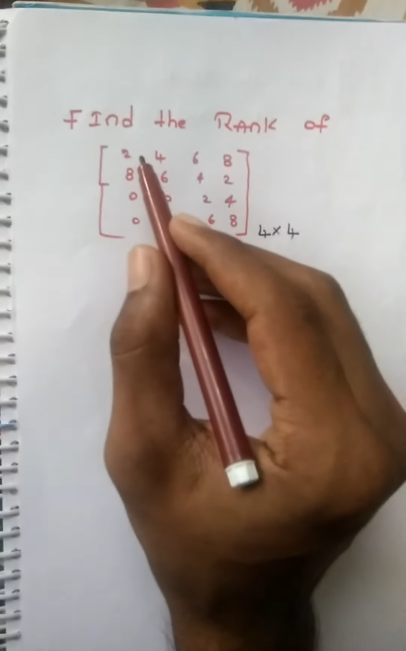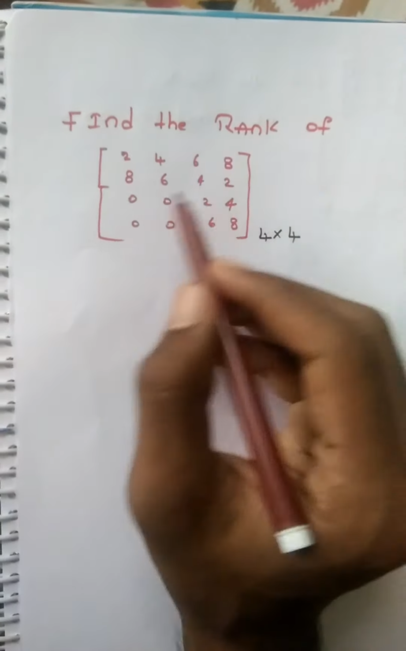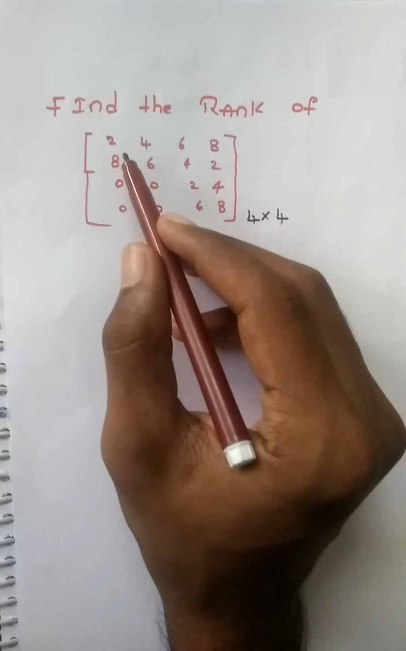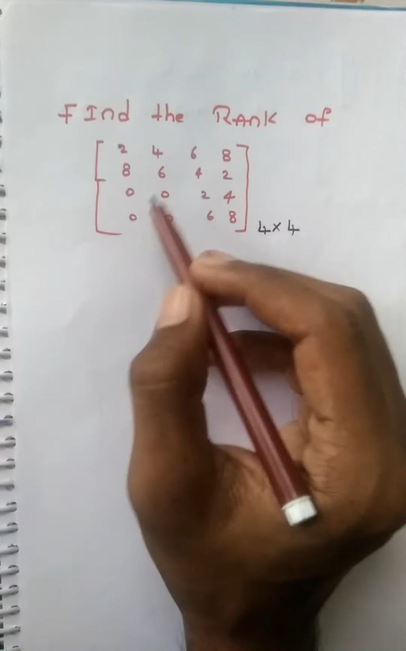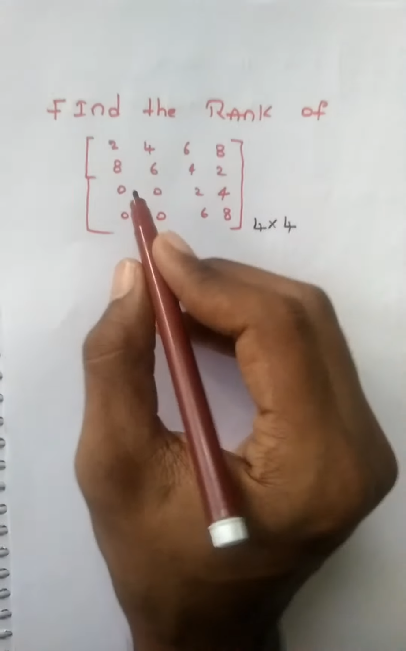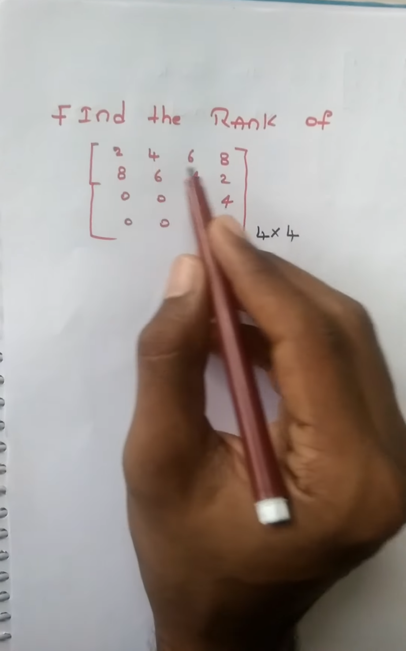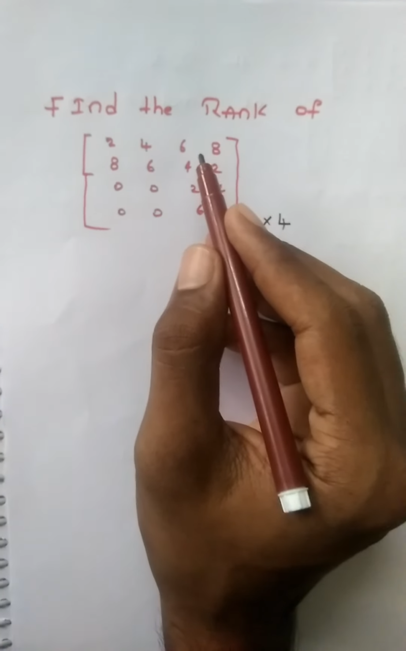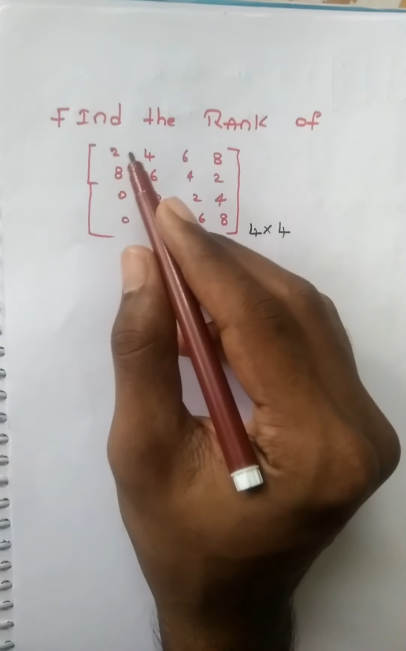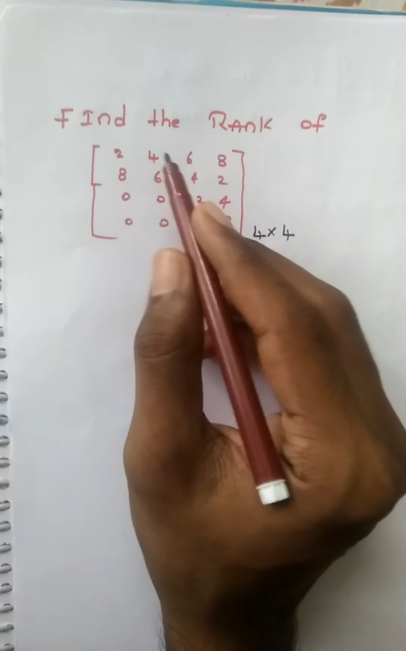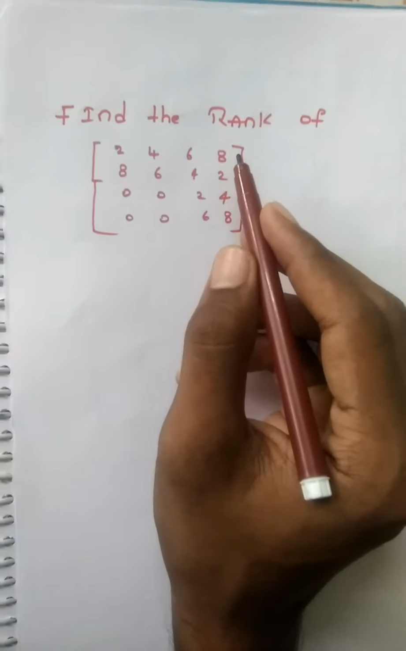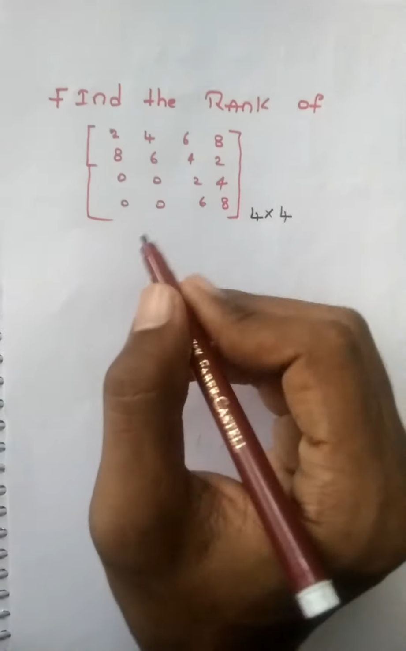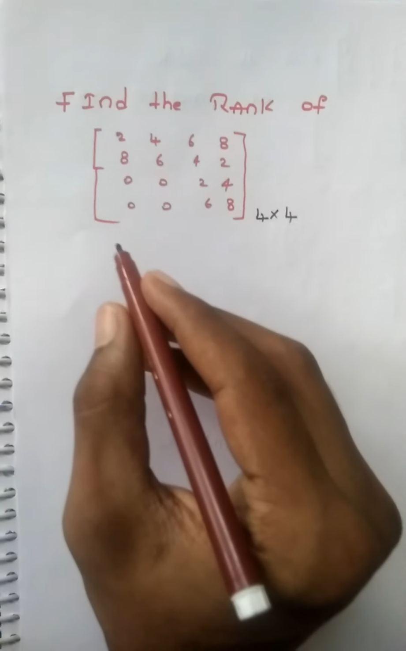Here you see 2 4 6 8, 4 rows and 4 columns. In the first row you observe one thing: 2 4 6 8 is divisible by 2. 2 1s are 2, 2 2s are 4, 2 3s are 6, 2 4s are 8. So some cancellations occur here. We have to simplify first.